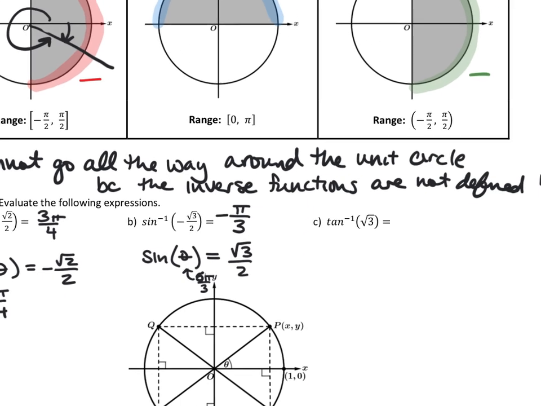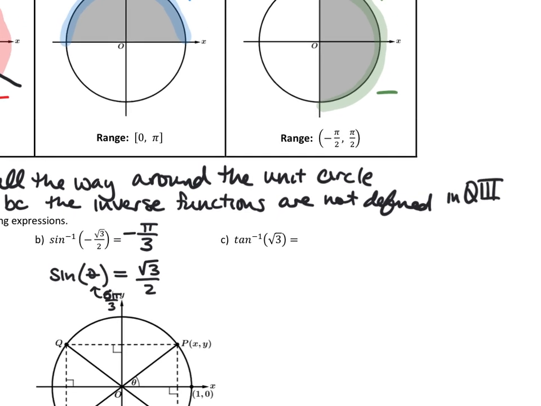Let's try another one. How about inverse tangent of square root of 3? So again, if I'm thinking about this problem in the regular tangent way, I would say the tangent of some angle is square root of 3. What angle is that normally? Pi over 3. Now, since this is positive, it's not weird. It's just pi over 3.